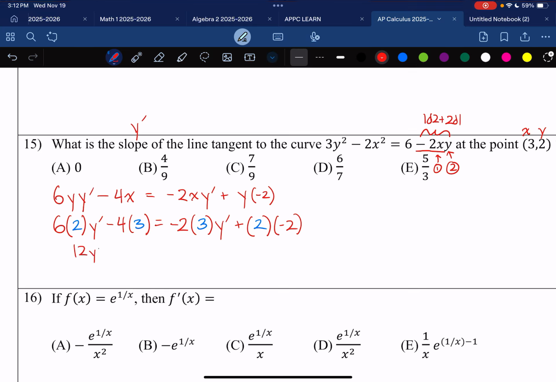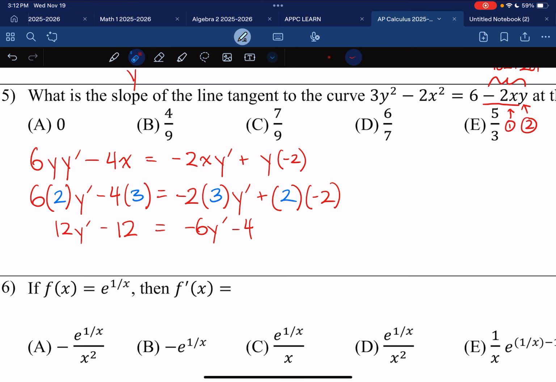I get 12 y prime minus 12 equal to negative 6 y prime minus 4. All right, get all the y primes on the same side. Let's go ahead and move the negative 6y prime to the left-hand side by adding 6y prime to both sides. That's going to give us a positive 18 y prime on the left-hand side. Everything that's not a y prime, namely that negative 12, needs to be moved to the right-hand side. I'm adding 12 to both sides. 12 plus negative 4 is just an 8.